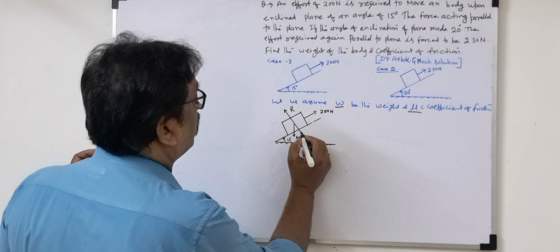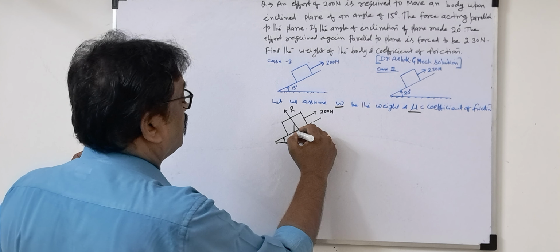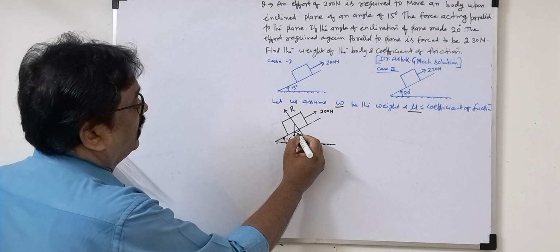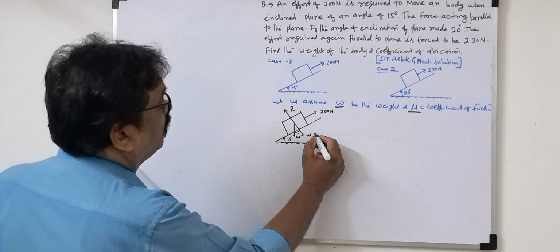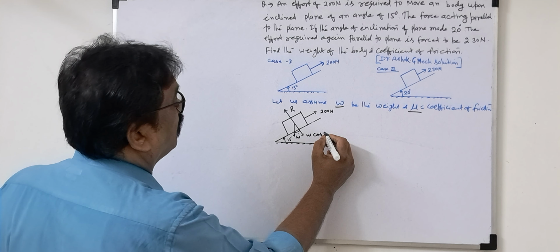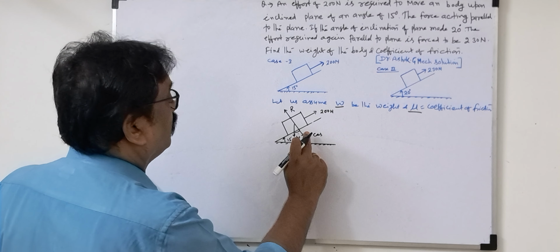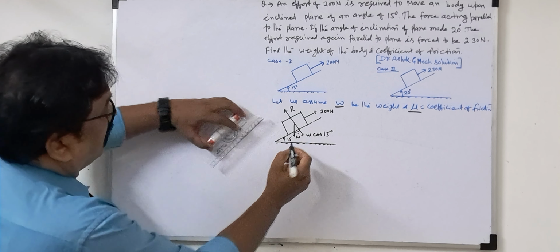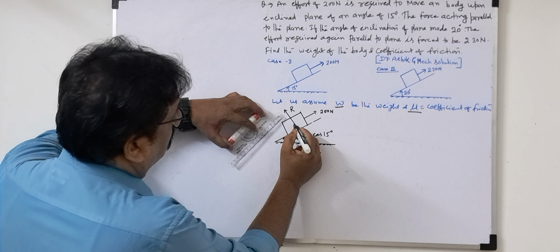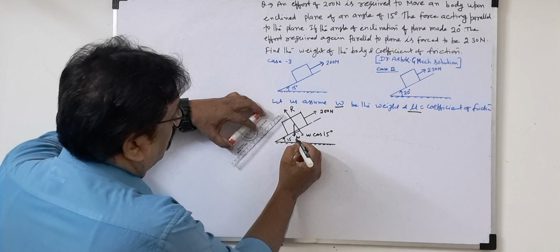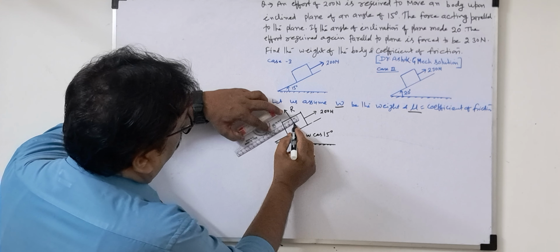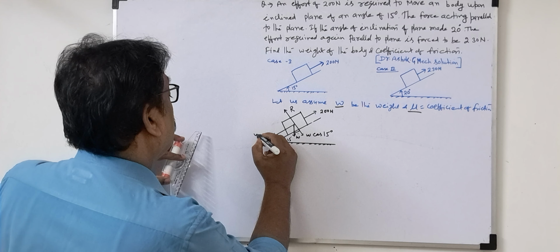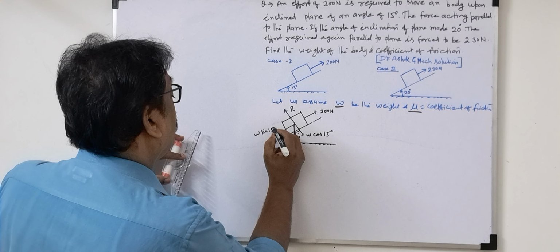Okay, now once we draw this normal reaction on the body, this angle will again be 15 degrees only. So this component will be W cos 15 degrees. This is one resolution of W. W is the weight, and the inclined plane has two components as we know. So along the plane, it will be W sin 15 degrees.